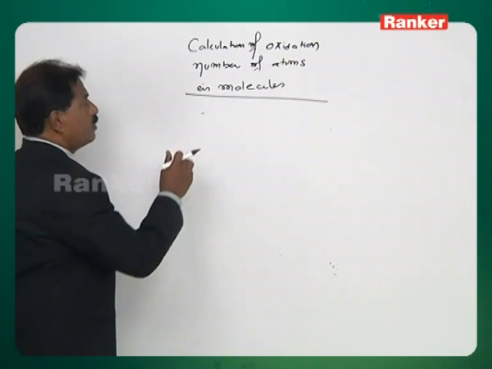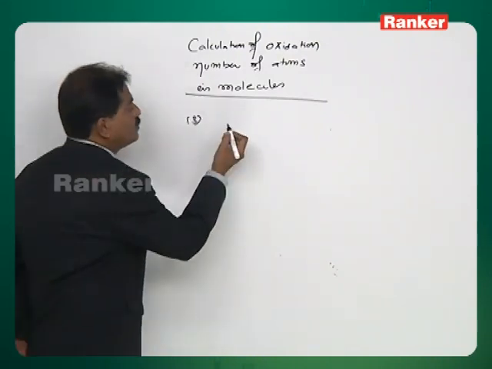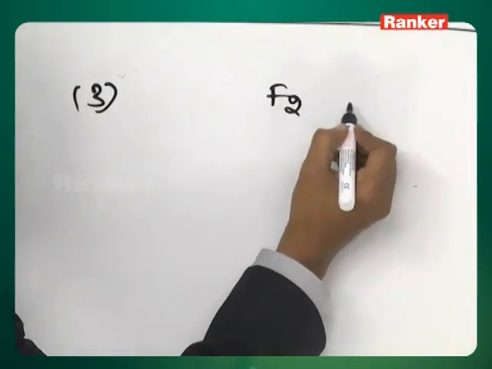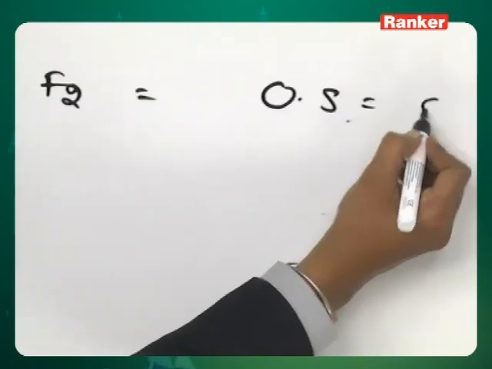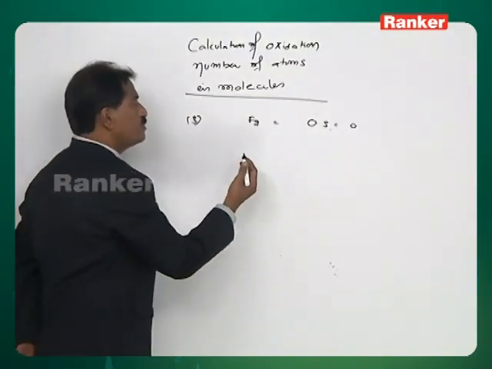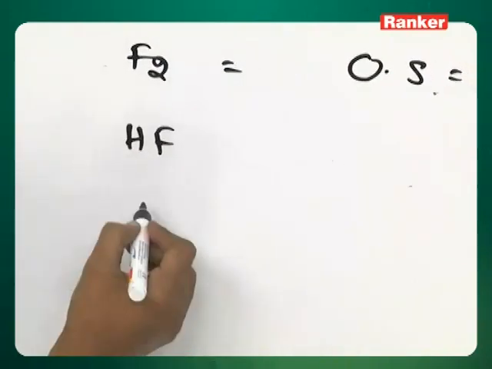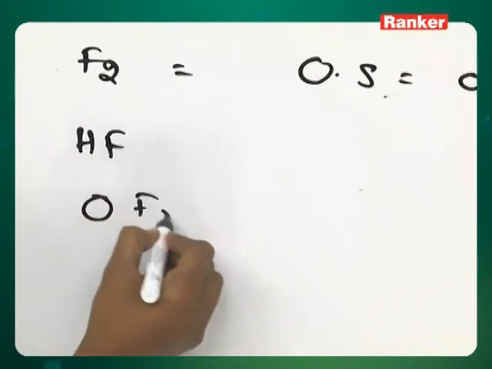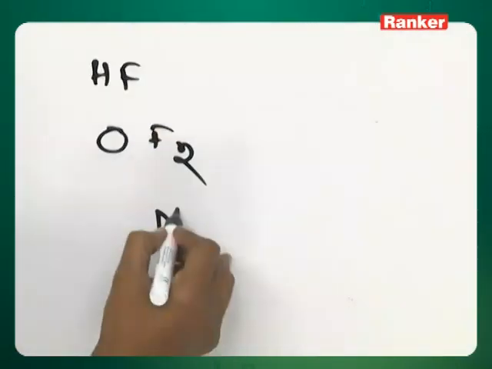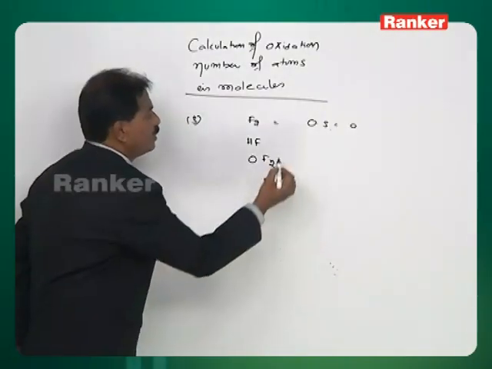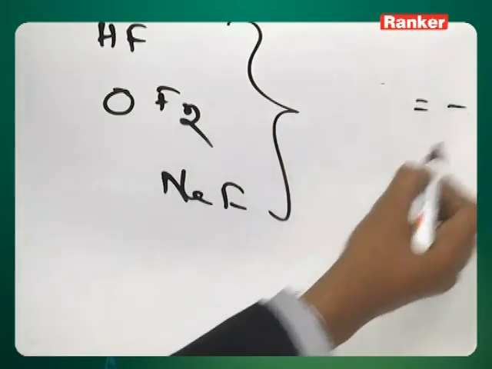Next, the third rule is about the oxidation state of fluorine. When fluorine is in a homoatomic molecule, the oxidation state of fluorine is 0. If fluorine is present in any heteroatomic molecule like HF, OF2, or NaF, in all the heteroatomic molecules for fluorine we will give the value -1.